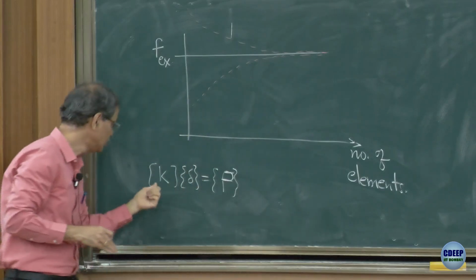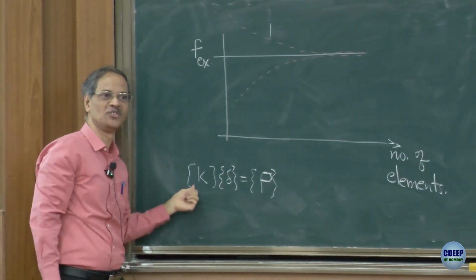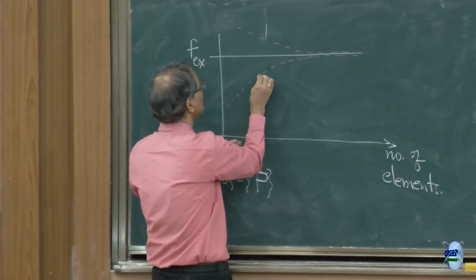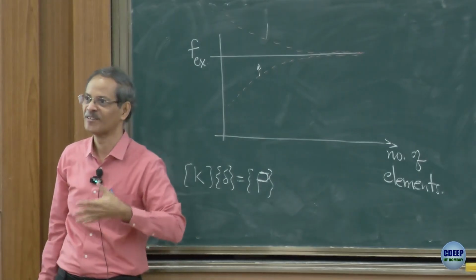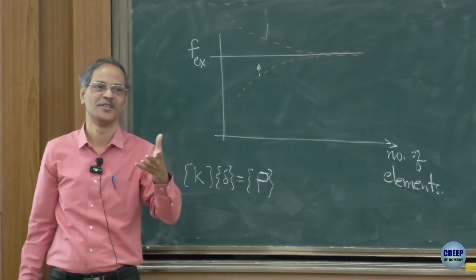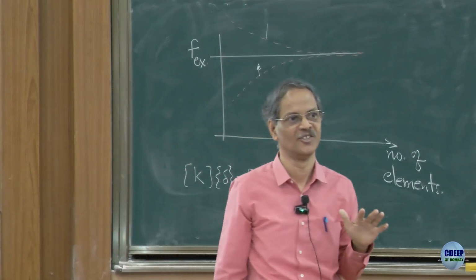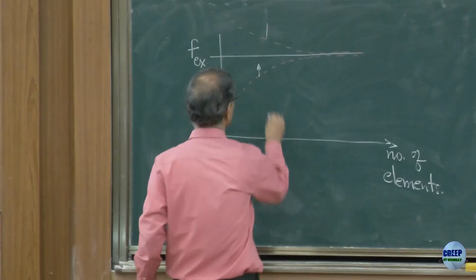So, I would intentionally evaluate this fellow wrongly, so that for the same number of elements, my solution may be lifted up a little. It will be better than exactly calculating K. So, people intentionally do what is called reduced integration.